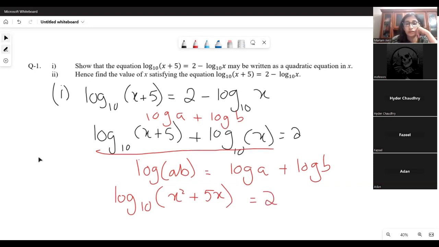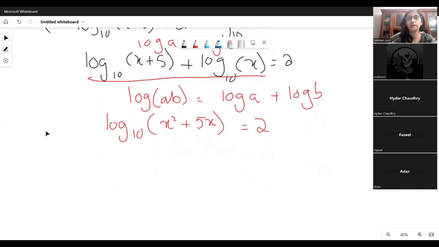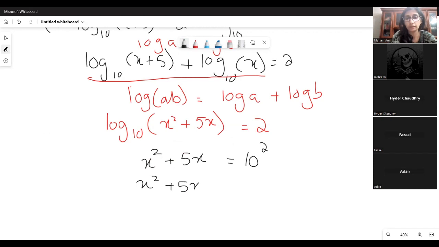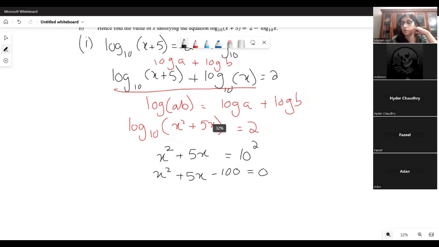Okay, now we have to send log base 10 to the other side. How does it go to the other side? 10 square. Yes, log base 10 goes to the other side: 10 becomes the base and 2 becomes the power. And we have x square plus 5x at this end. So we have x square plus 5x minus 100 equals 0. And this is what we were supposed to show: that the equation can be written as a quadratic equation.